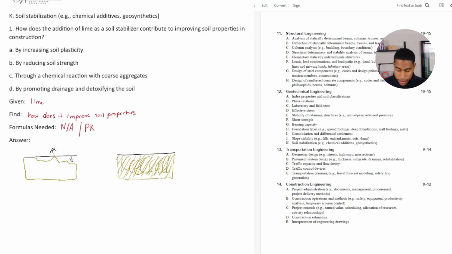Yes. So let's go through our choices and see which one makes the most sense. So A, by increasing soil plasticity. No. It decreases the soil plasticity so that the volume doesn't change. B, by reducing soil strength. That doesn't improve properties by any means. C, through a chemical reaction with coarse aggregates. No. Or D, by promoting drainage and detoxifying the soil. So yes, it's gonna be D.